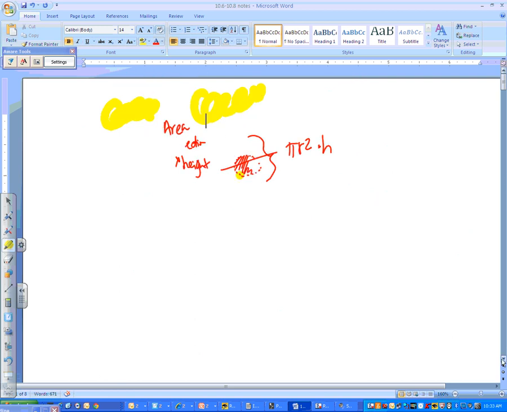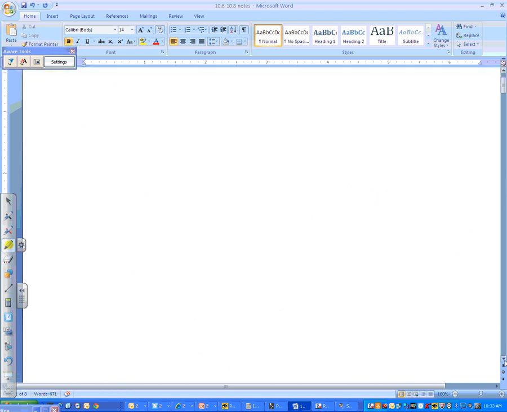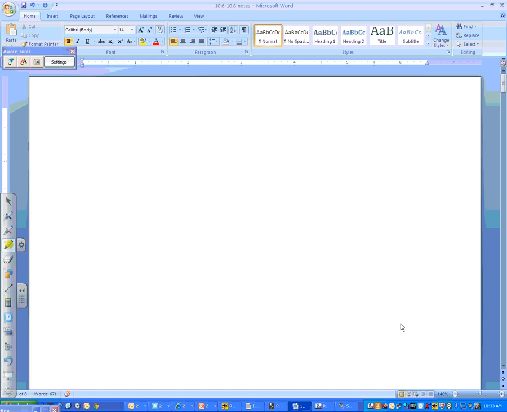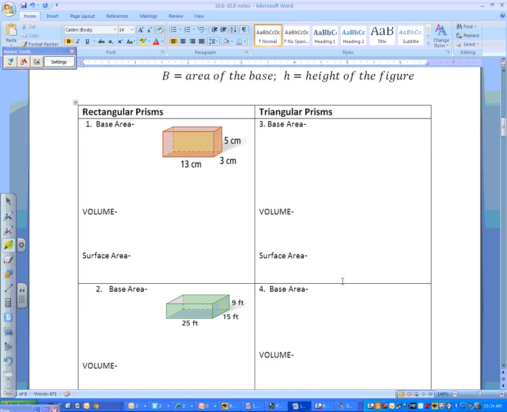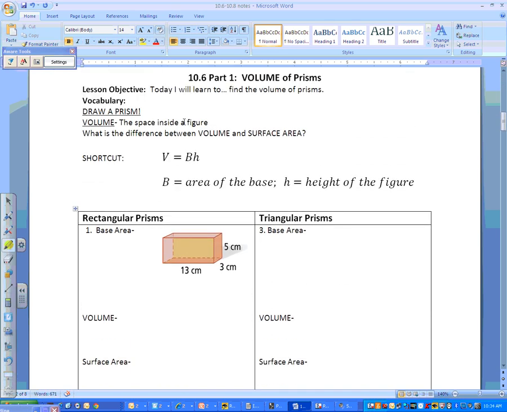Okay, so for prisms, CP, you have this worksheet with you. Where is it? Here we go. All right, for CP, you guys have this. Today you're going to learn to find volume of prisms, and you know volume is all that space inside, and now we know the difference between volume and surface area. Write it out because you might forget it.